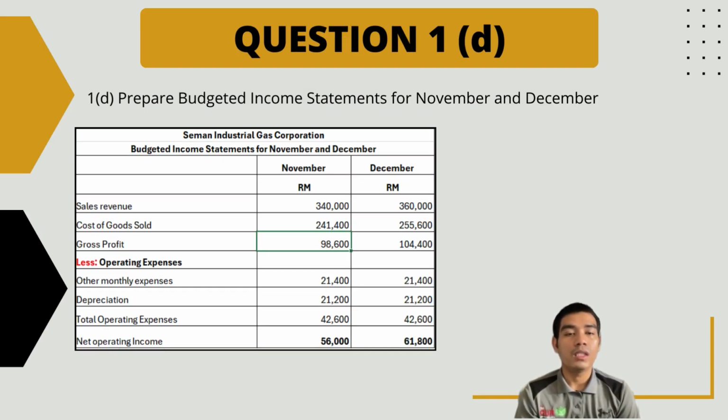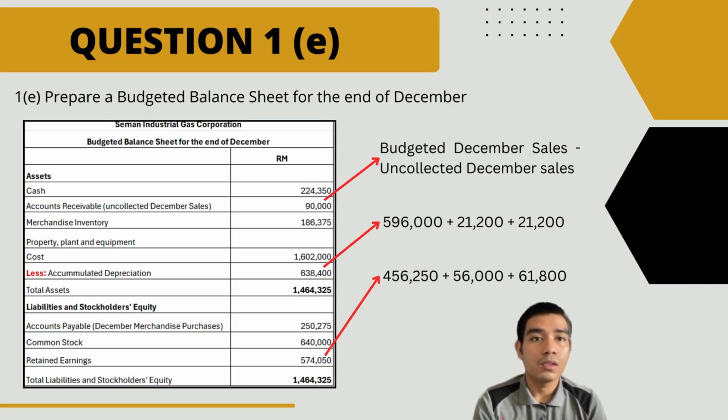Question 1D, which is prepare a budgeted income statement for November and December. To get the net operating income, we take gross profit less operating expenses. So, net operating income for November is 56000, and for December 61800.